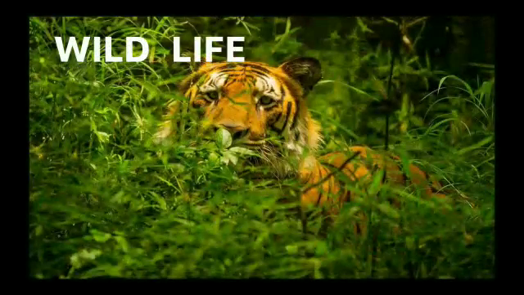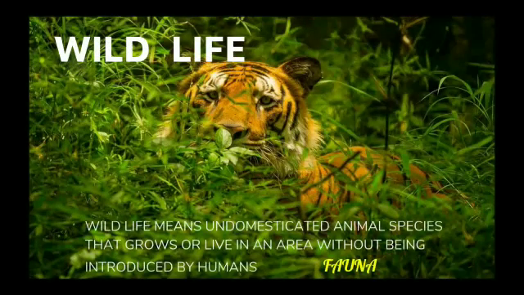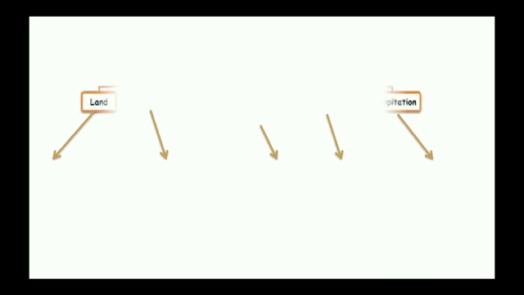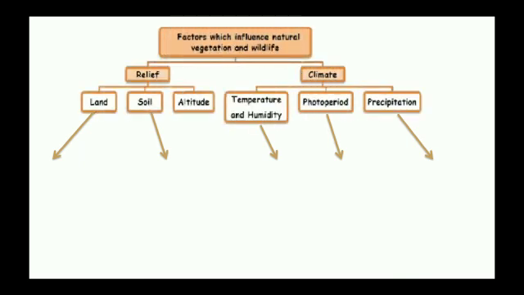Wildlife. Wildlife means undomesticated animal species that grow or live in an area without being introduced by humans. It is also called fauna. Fauna means the species of animals. Now, what are the factors which influence the natural vegetation and wildlife? It is relief and climate.